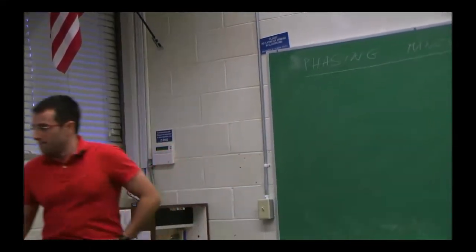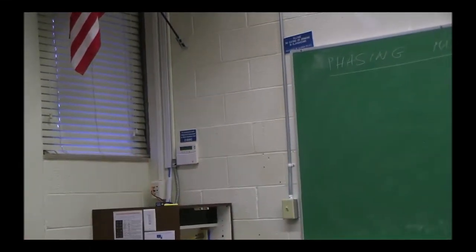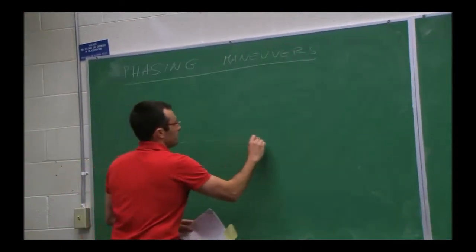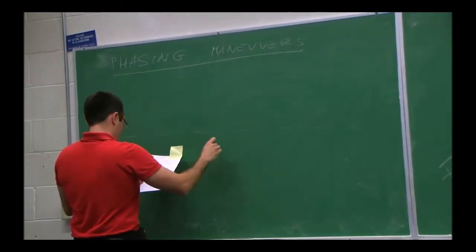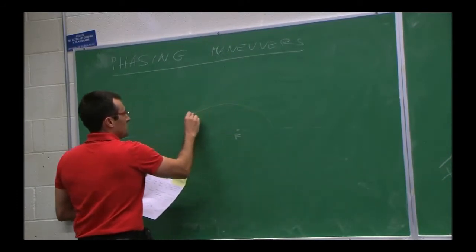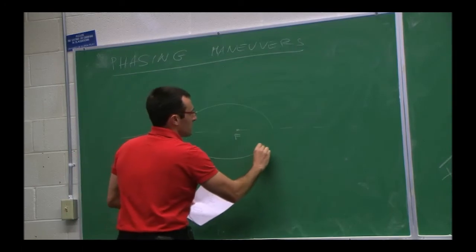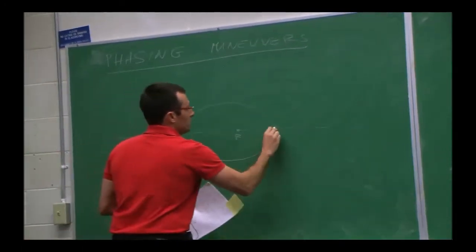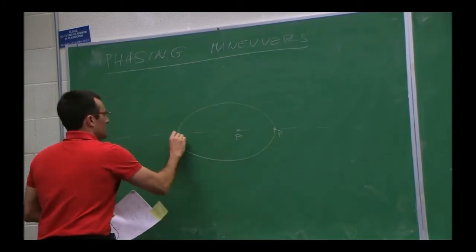So the idea is the following: basically using the fact that different semi-major axes have different periods, right? And so, just as a picture to explain the idea behind the phasing maneuver, say that this is my initial orbit. I am flying on that orbit, and this is my perigee, and this is my apogee.